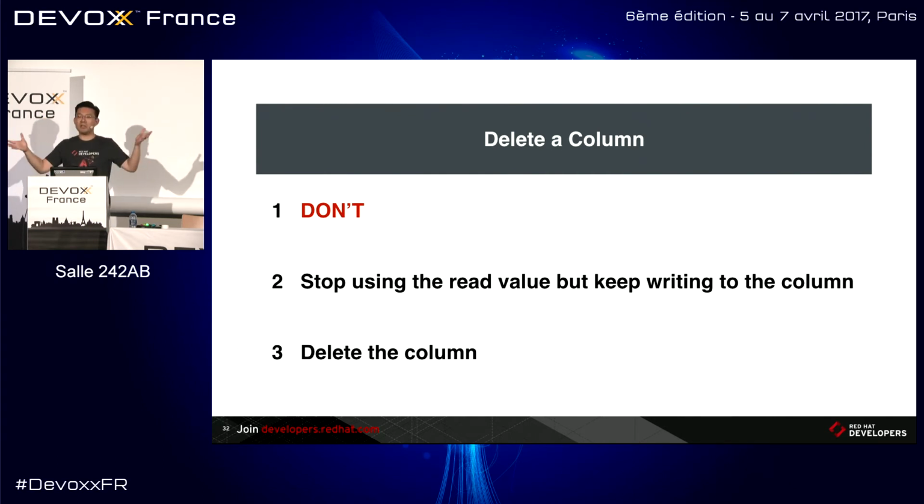You just stop using the read value, but keep writing to the column. Until when? Until you decide. I'm pretty sure this change was done like 3 months ago or 1 month ago, depends on your business case. I'm pretty sure I don't need the data anymore. Then you can ask the DBA to delete the column. And of course, you have to stop writing to the column too before doing that. But that's basically the thing. You don't delete a column, right?